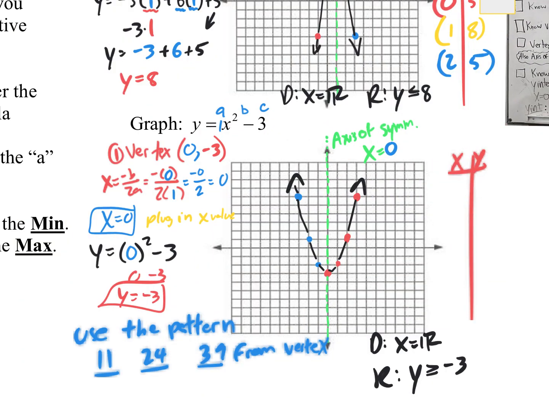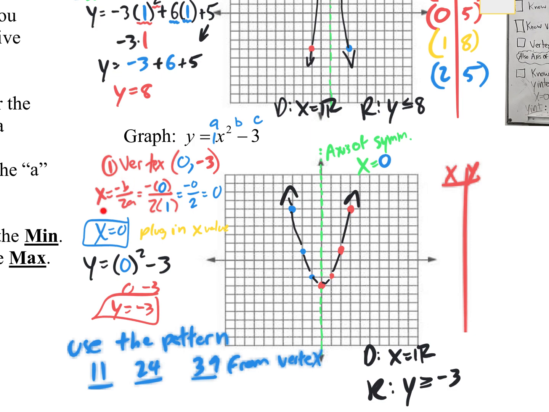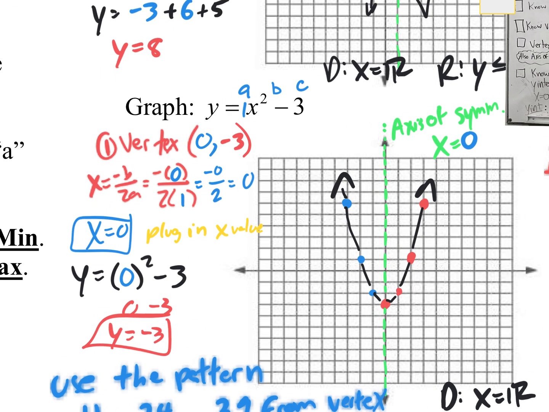So when you use negative b over 2 times a, you replace the b with parentheses and the a with parentheses, and you plug in the b value. Notice that there is no bx term. It's ax squared plus bx plus c. The ax squared, the a is 1. There is no bx term, no middle term. So the b is 0, and the c is negative 3. Since b is 0, you plug in a 0 where the b is up here, and the a value is 1, so plug in a 1 down there.